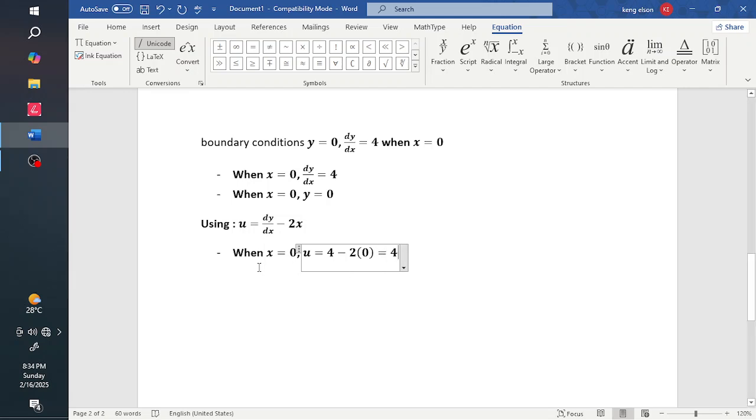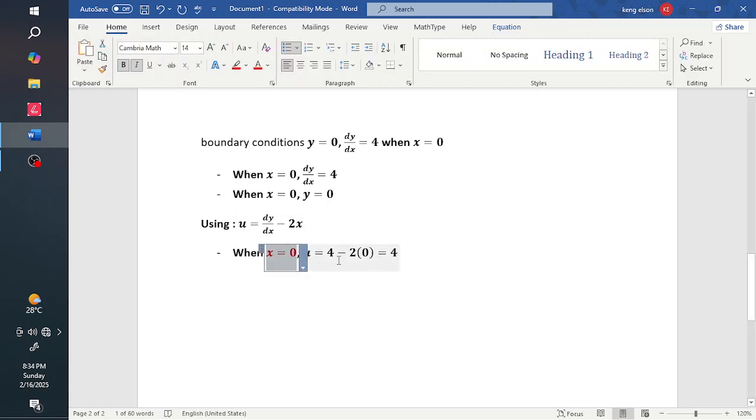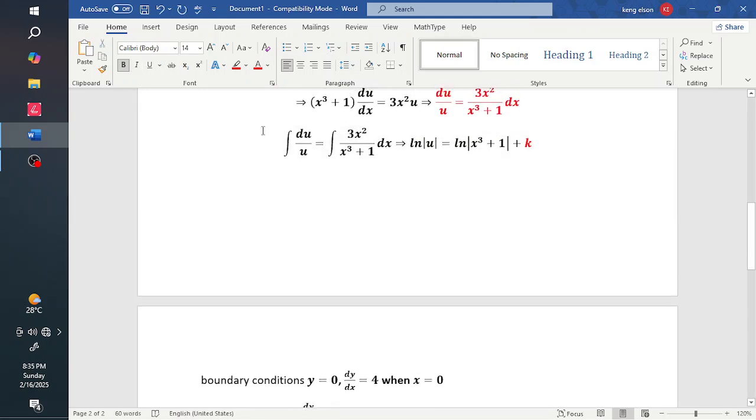So this is my new boundary condition, that is when x is equal to 0, u is equal to 4. So let me put it in red. When x is equal to 0, I have that my u is equal to 4. When x is 0, u is 4. I'm going to use it to find the value of k. So let me copy back everything here and just proceed by finding the value of k.